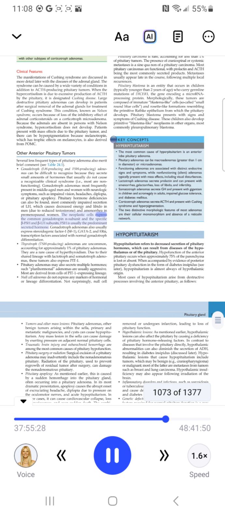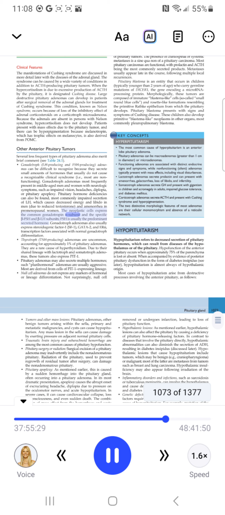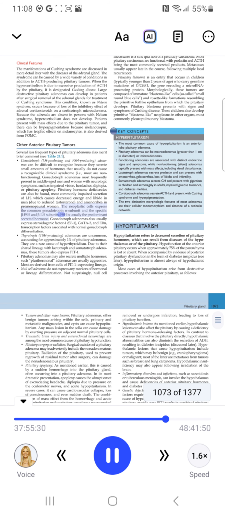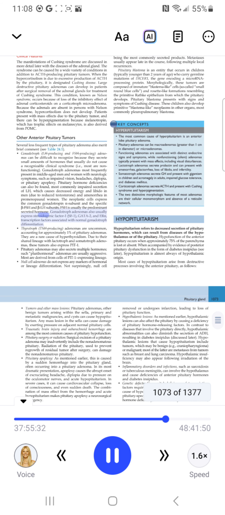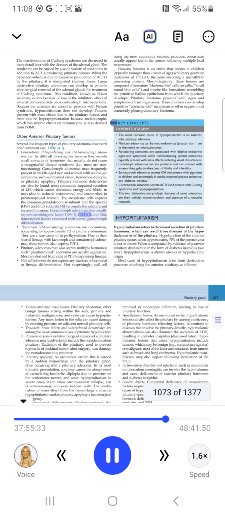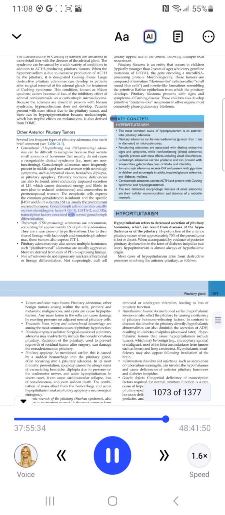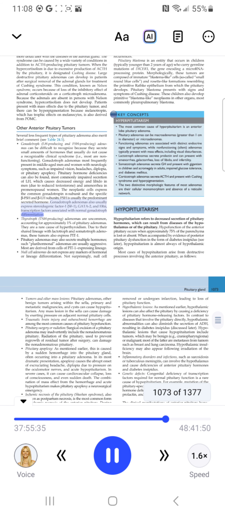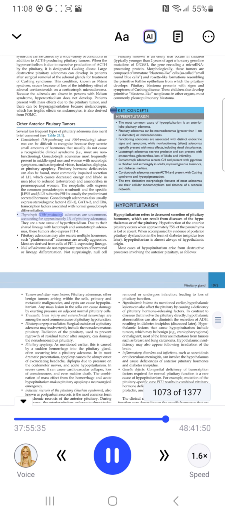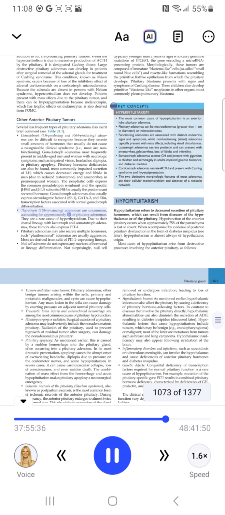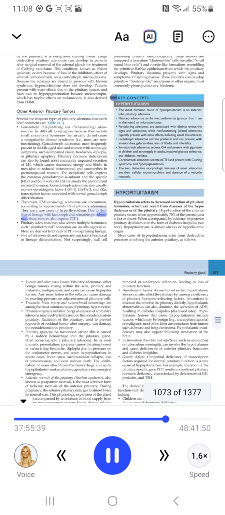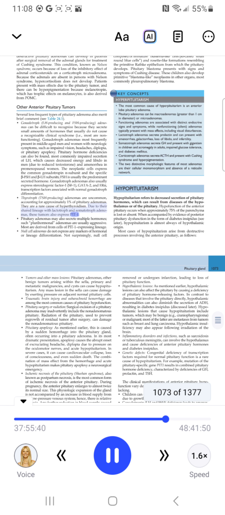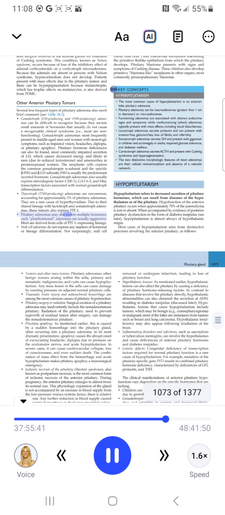The neoplastic cells express the common gonadotropin alpha subunit and the specific beta FSH and beta LH subunits. FSH is usually the predominant secreted hormone. Gonadotroph adenomas also usually express steroidogenic factor-1 (SF-1), GATA2, and ER, transcription factors associated with normal gonadotroph differentiation. Thyrotroph, TSH-producing adenomas are uncommon, accounting for approximately 1% of pituitary adenomas. They are a rare cause of hyperthyroidism. Due to their shared lineage with lactotroph and somatotroph adenomas, these tumors also express PIT1. Pituitary adenomas may also secrete multiple hormones.